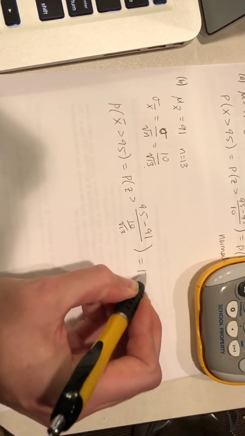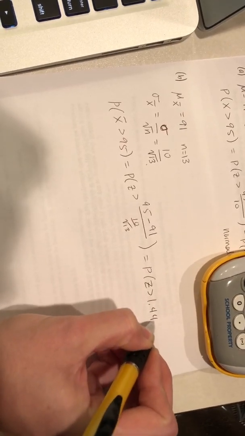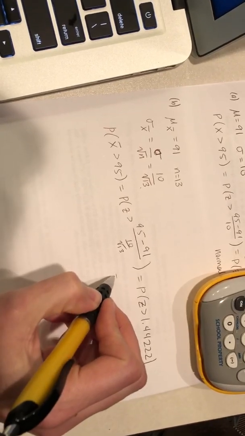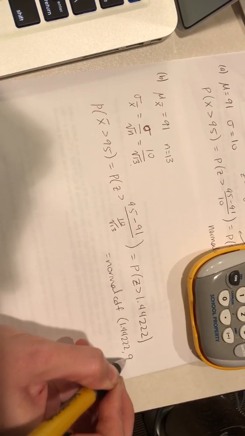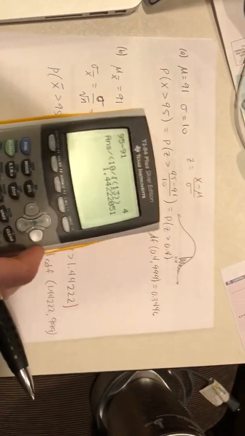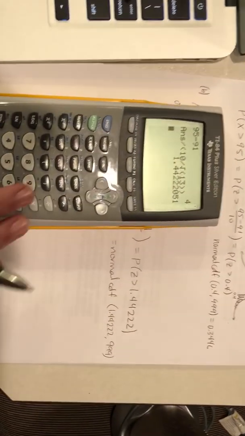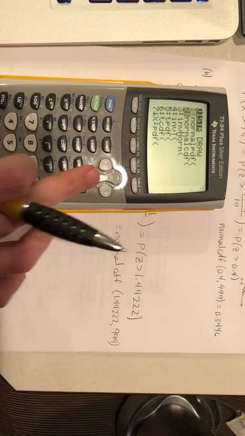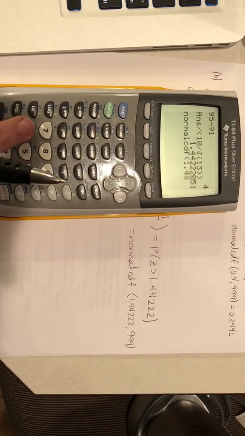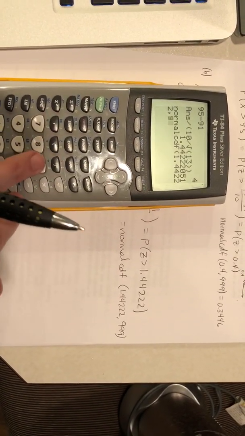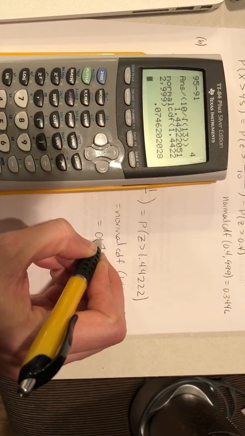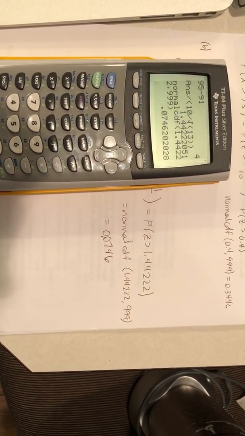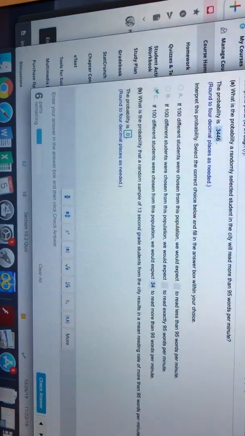So we're looking at z greater than 1.44222. So we need a normal CDF of 1.44222 to 999, because again, we're looking at something bigger than 95, so we're going to the positive infinity tail of the standard normal curve. So second, VARS, down to normal CDF, 1.44222, comma, 999, gives you an area of 0.746. Sorry, I need another 0 before the 7 in between my decimal to round to 4 decimal places. So the probability is 0.0746.